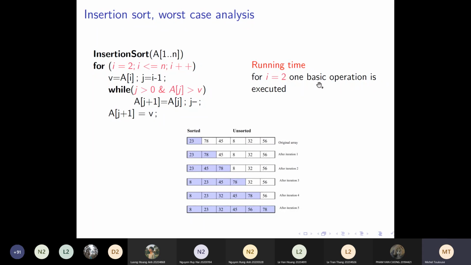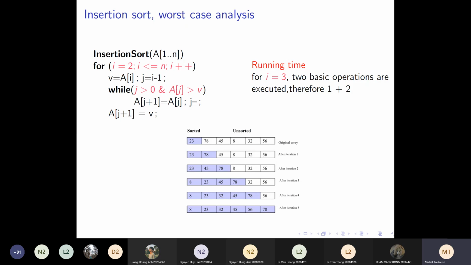For i equal to 2, the number of basic operations is 1. So for i equal to 2, 78. How many iterations do I do of this while loop? I just do one time, okay? j is equal to i minus 1, equal to 1, so it's satisfied. But a_j is not greater than v, where v is a_i. So it stops there. We just do one iteration.